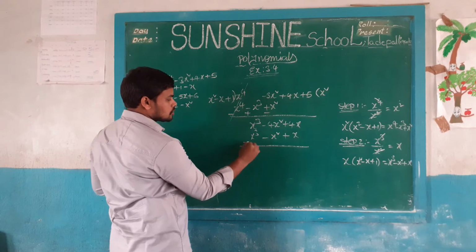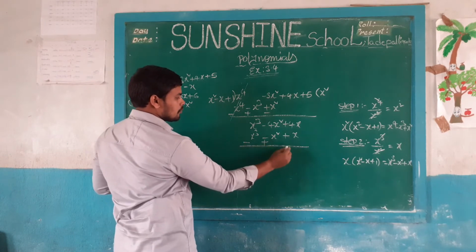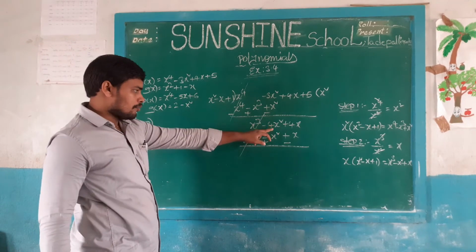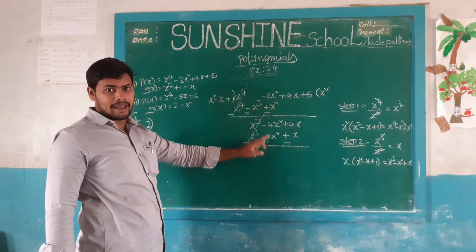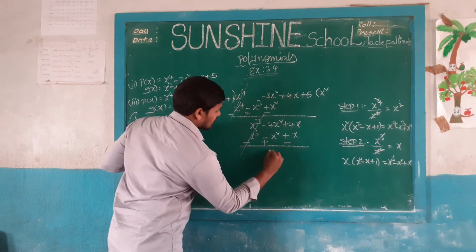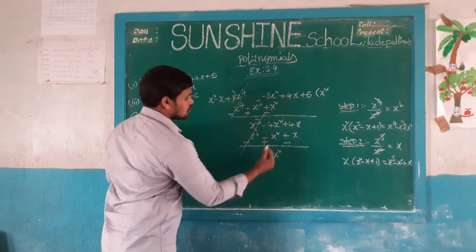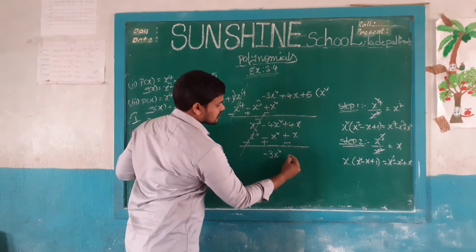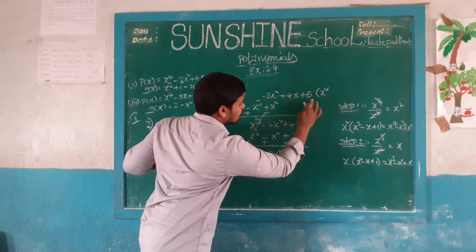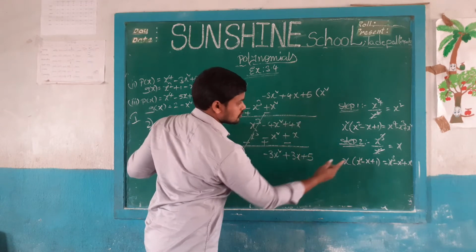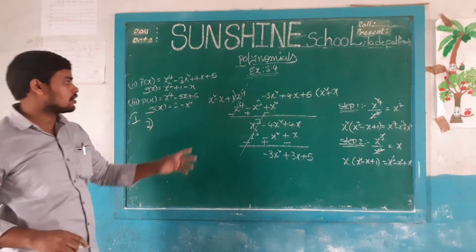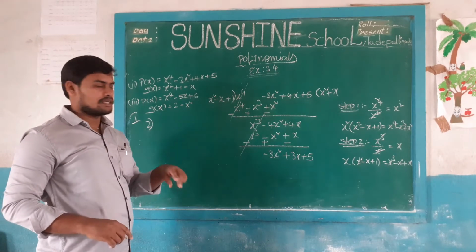Plus turns to minus, minus turns to plus, plus turns to minus. Plus and minus cancel. Minus 4x square plus x square is minus 3x square. 4x minus x, 3x. Now write down the 5 here. So plus x. Okay. Next, move on to the next step. Step 3.